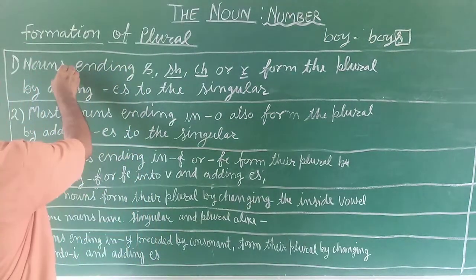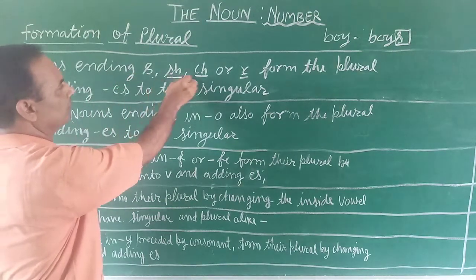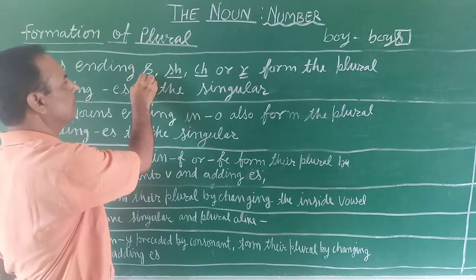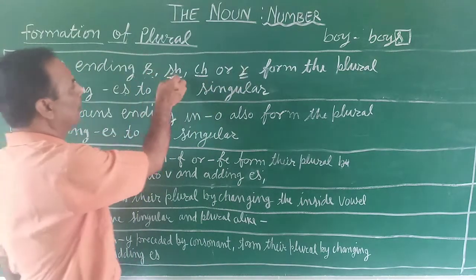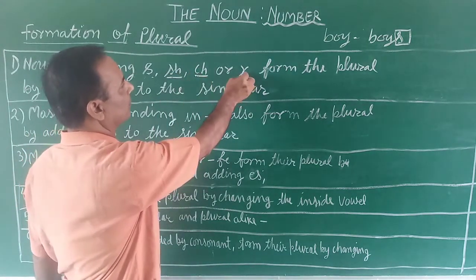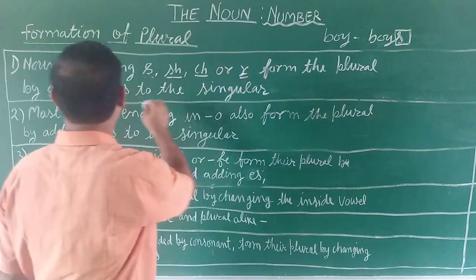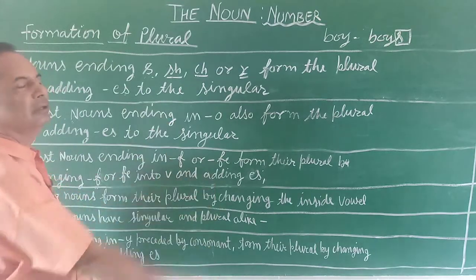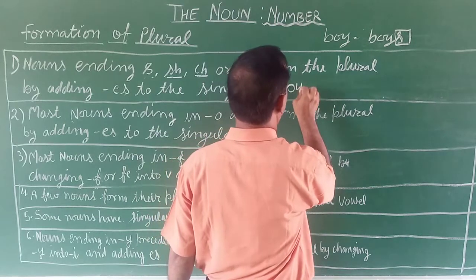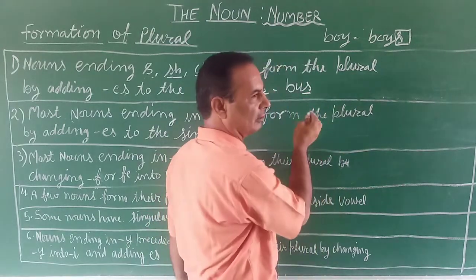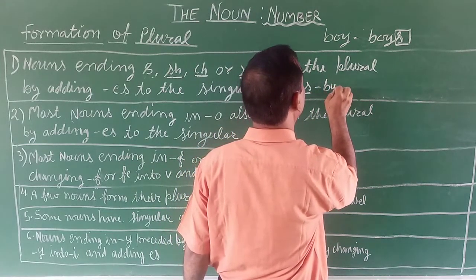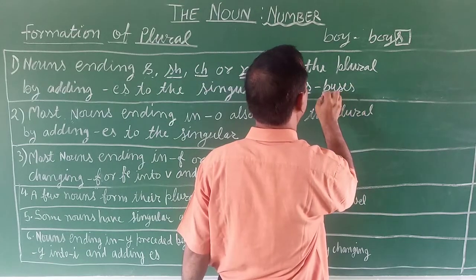So first of all, nouns ending in S, SH, CH or X, means the nouns that end with these alphabets, that end with S or with these two alphabets SH or CH or this alphabet X, form the plural by adding ES. We use ES in making plural, as there is the word bus, ending with S. So we have to change into plural using ES, buses.